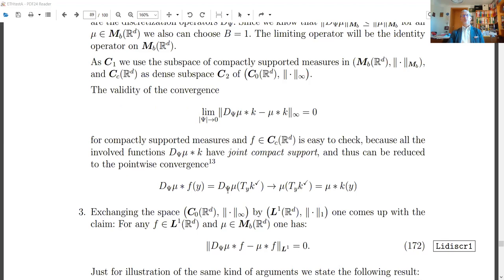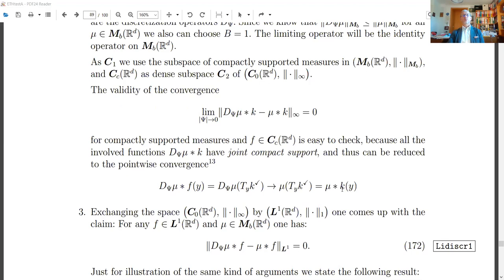But we have already seen that d psi mu of any input function is the same as mu applied to the spline approximation or so, and this spline approximation converged to the original function, or you can say we have already proved that this is convergent. So if you just evaluate it for a fixed value y, you get this. So you see here what this means is, with an elementary argument, you can prove that d psi mu convolved with k is pointwise convergent to mu convolved with k.